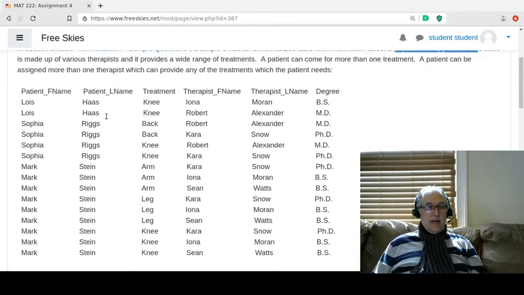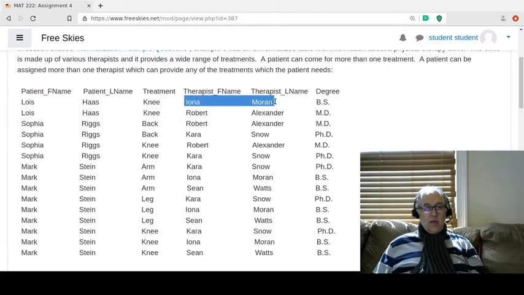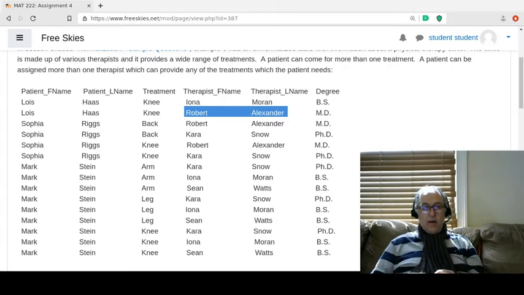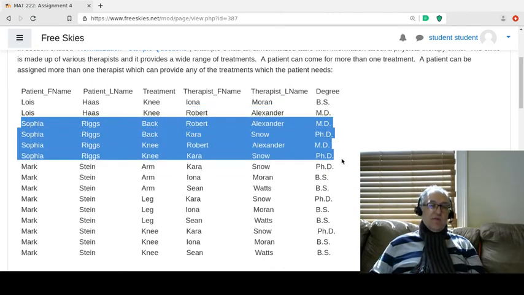So let's take a look at the data that we have in here. And you see here, Lois Haas came in for knee treatment and is being treated both by Iona Morin and Robert Alexander. And so one treatment, but two therapists. Here we have Sophia Riggs. Sophia Riggs is actually coming in for two different treatments, both for back treatment and knee treatment, and is being treated by Robert Alexander and Kara Snow. But either of those therapists can provide either of the treatments, okay, and so on.